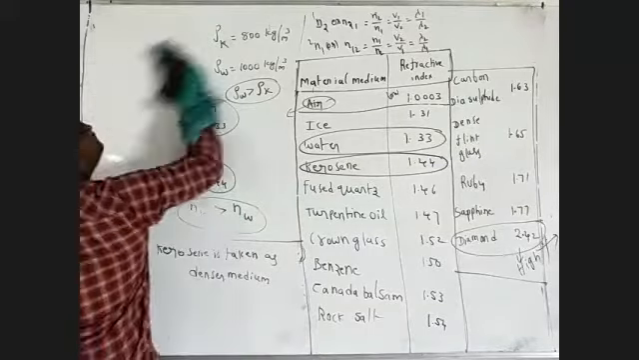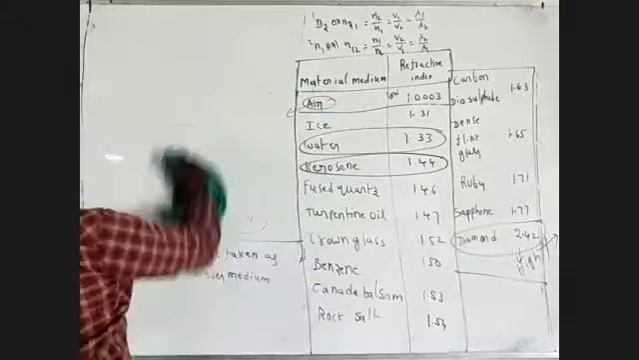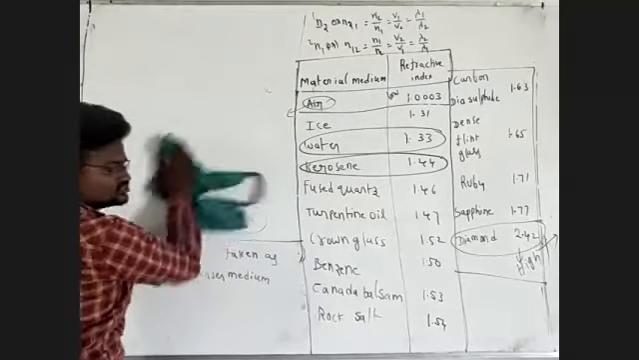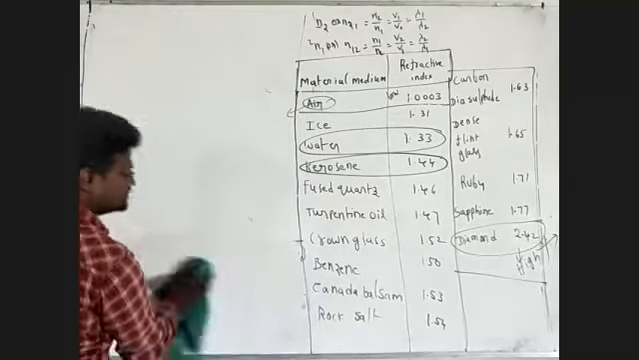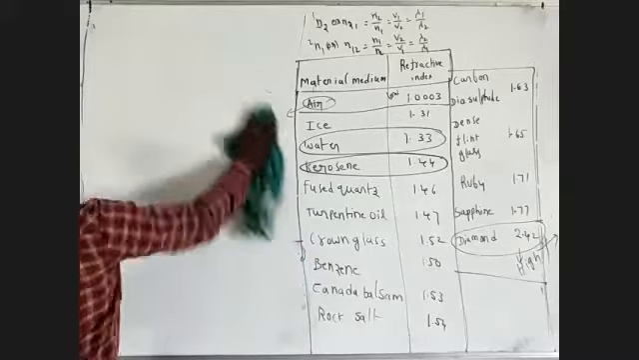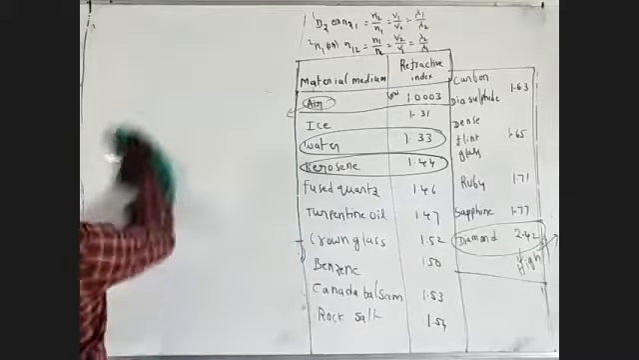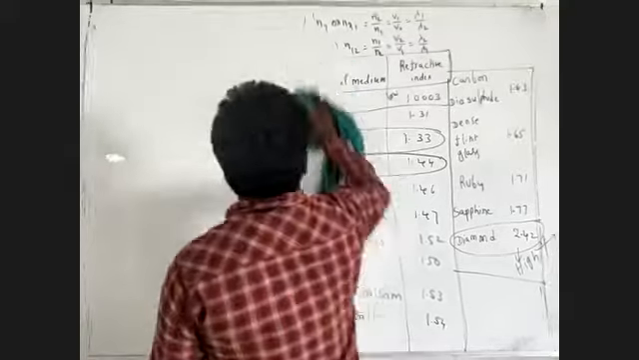Next, refractive index is inversely proportional to the speed of light in a medium and inversely proportional to the wavelength of light in a medium.